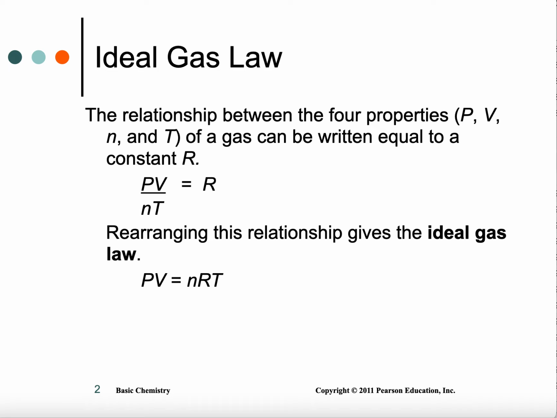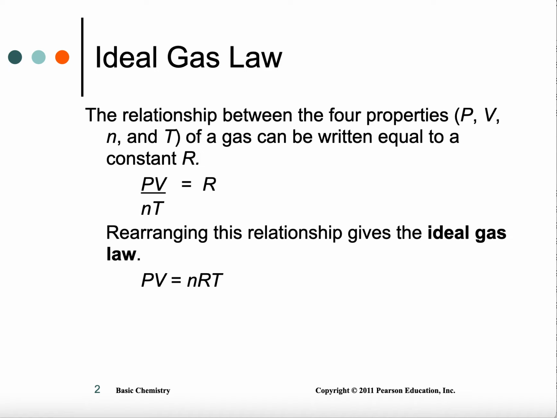So the relationship between the first four properties, P, V, n, and T. If you were to take PV and divide by n and T, whatever you end up with that makes the math work is a constant. It's just a number that never changes, called R. You would think that the constant should be 1, but it's not 1. There is actually a number that will make all of these relate properly to each other. And when you rearrange it, you end up with the ideal gas equation, which is PV equals nRT.